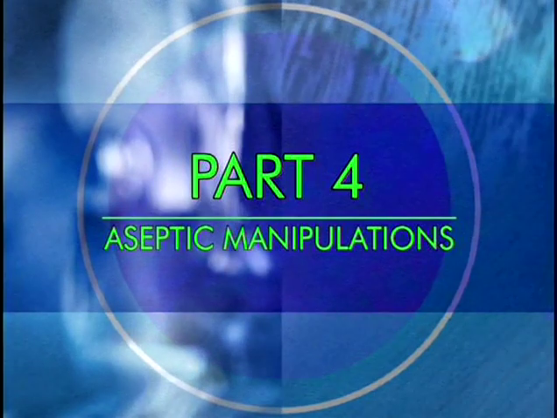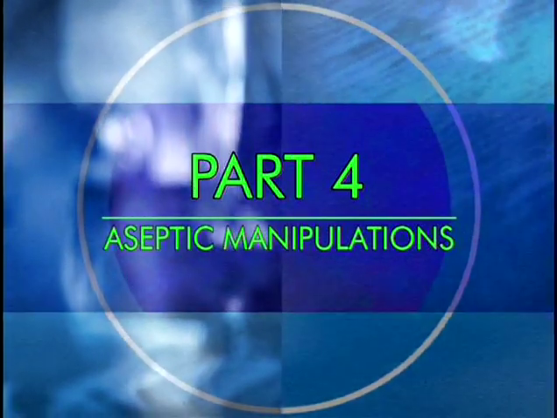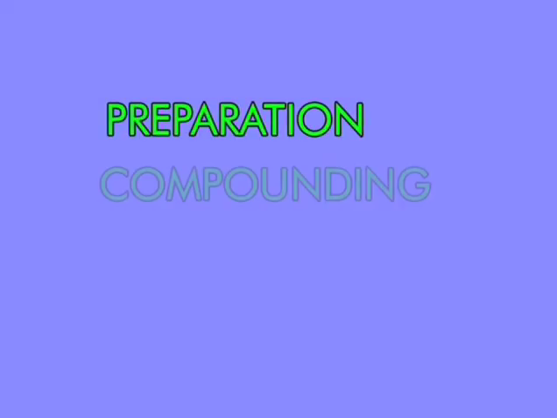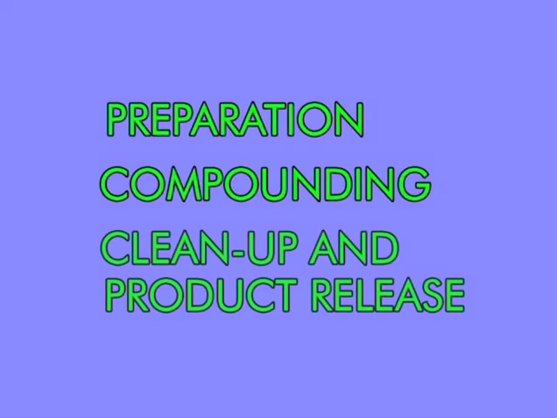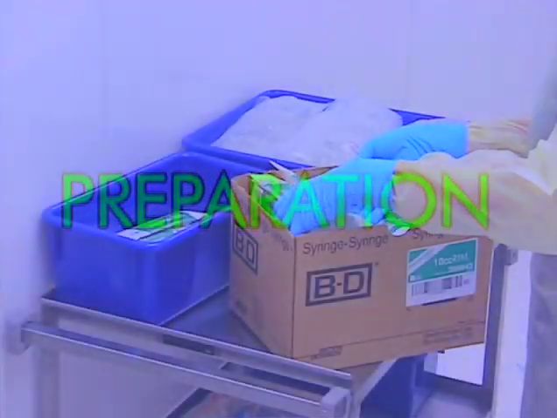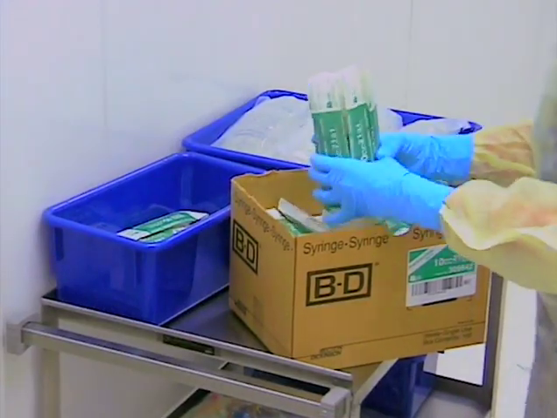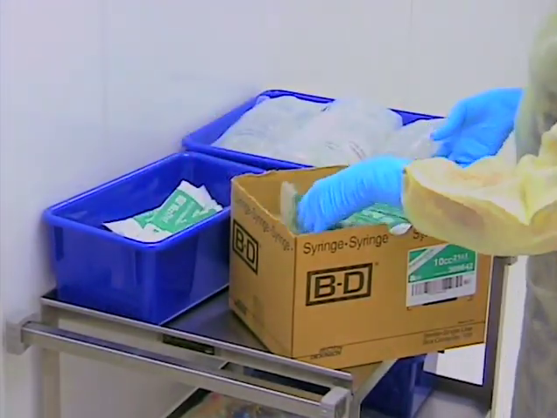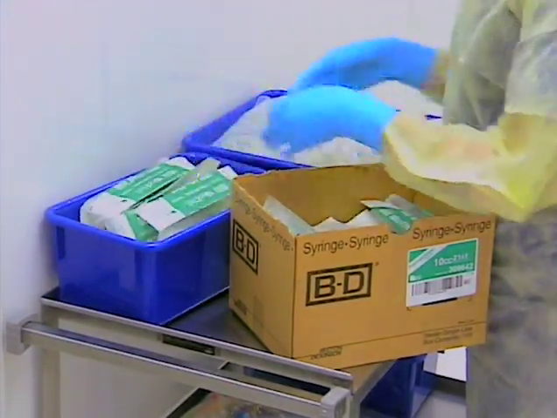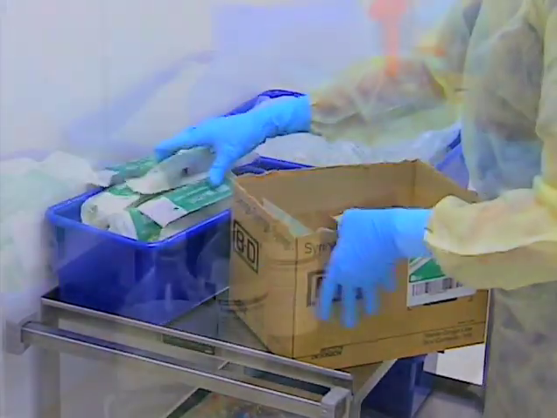Aseptic manipulations encompass the entire body of activities performed by personnel to produce IV admixtures and are divided into 3 stages: preparation, compounding, and cleanup and product release. Preparation for compounding begins in the anteroom or gowning area with the staging of all compound materials. All IV bags, vials, syringes, and other working materials should be removed from bulk cartons in the anteroom or gowning area prior to introduction into the buffer zone.